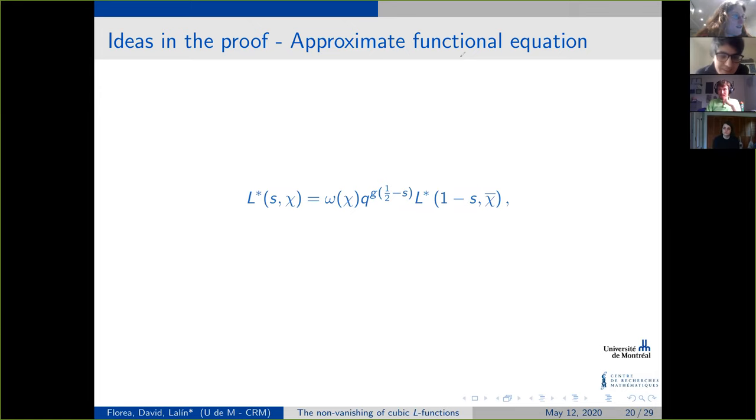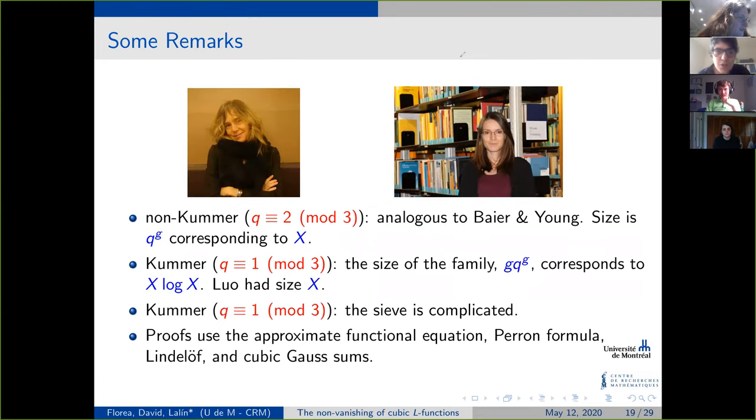Sorry, before you go ahead, can I ask you to go to the previous page? I just wanted to mention, you showed pictures of people. These are your collaborators. Their names are not written here, so maybe you can tell their names. Sorry, yes. So this is Chantal David, and this is Alexandra Florea. I actually mentioned many results by Alexandra Florea before. She was everywhere in all the results that had to do with function fields in these moments. Thanks, Shabnam, for pointing that out. I should add their names.